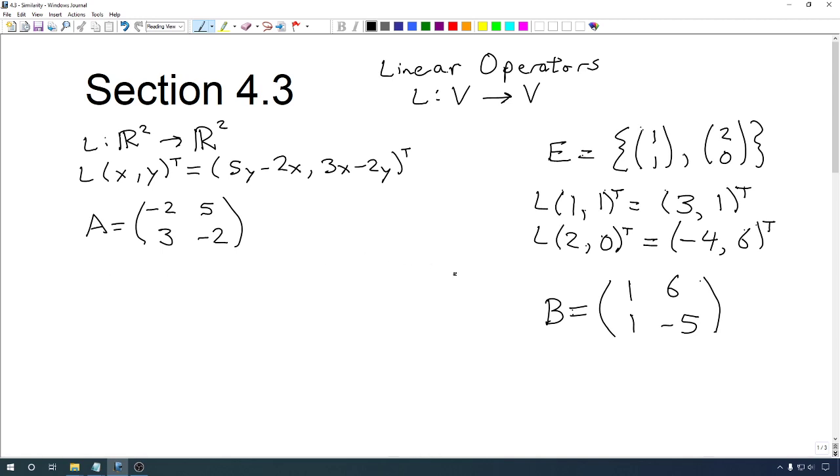Now, how are these two matrices related? They are matrix representations for the same linear map, but they are very different looking matrices. Well, the key comes in our transition matrix.